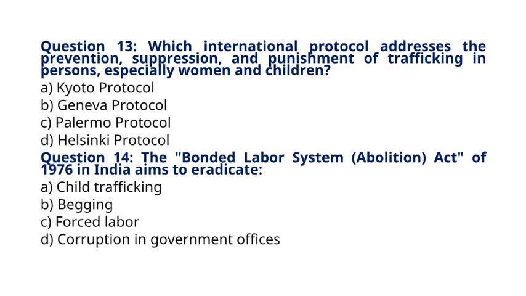Question 14. The Bonded Labor System Abolition Act of 1976 in India aims to eradicate A. Child trafficking. B. Begging. C. Forced labor. D. Corruption in government offices. The correct answer to question 14 is option C. Forced labor. Explanation: the Bonded Labor System Abolition Act of 1976 aims to eradicate the system of bonded labor, where individuals are forced to work to repay debts, often under exploitative conditions.